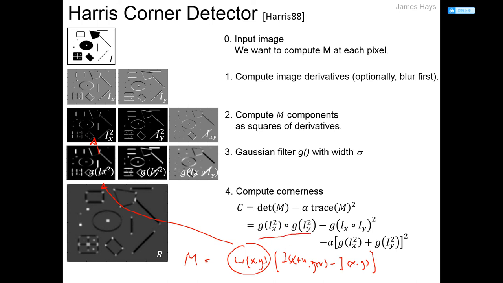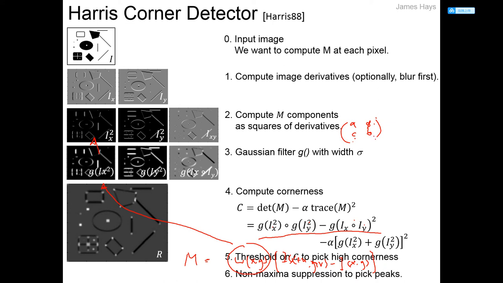because the determinant is just equal to, as you remember, if we have A, B, C, D, the determinant will be just AB minus CD, and this is basically AB minus CD here. Because C and D are the same value, equal to the filter of IXIY. And then the trace, as I mentioned, is just the sum of the diagonals, so it's the sum of A and B. And with that, we pick the threshold and then use the maximum suppression.